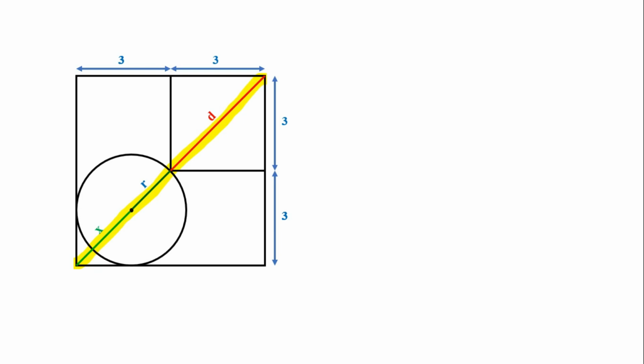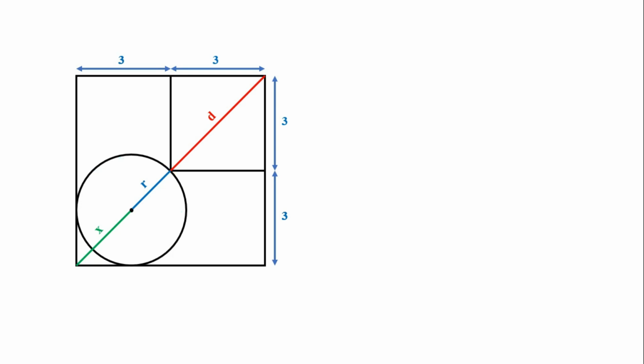Let's examine the two key points. First, consider the point where the smaller square touches the circle. Its distance from the left side of the large square is 3. And its distance from the bottom side is also 3. Since these distances are equal, this point must lie on the diagonal of the large square.